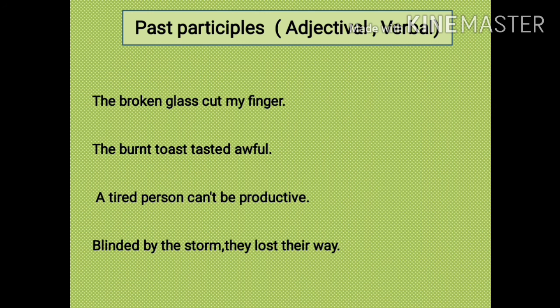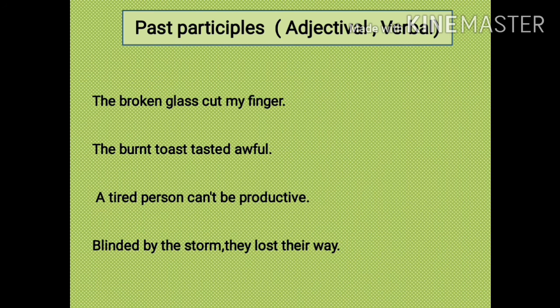Let us go to the next sentence. A tired person can't be productive. Main verb can't. Secondary verb tired. It is in the third form of the verb, that is V3. Person is the noun. Which person? Tired person. So the word tired describes the noun person. So this is going to be an adjectival past participle.